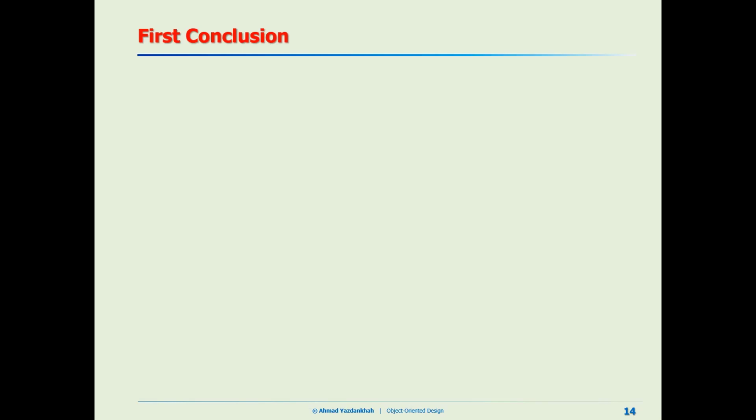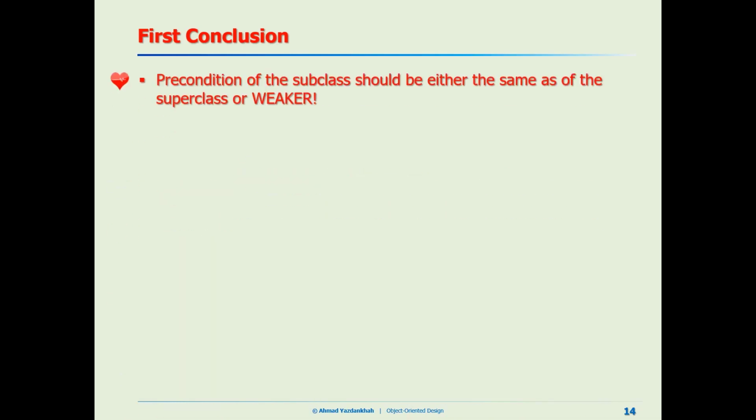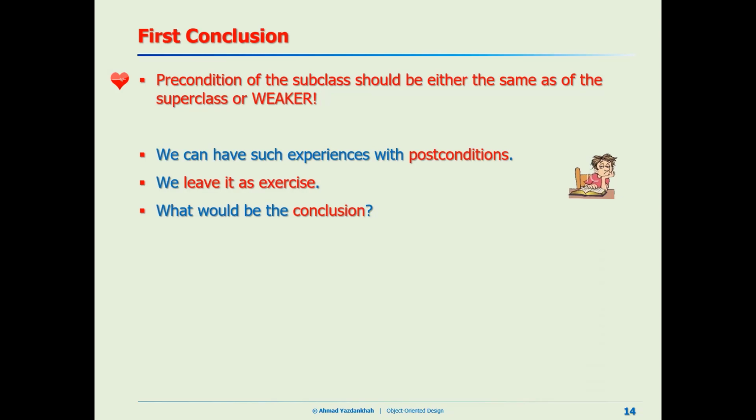Okay, this is our first conclusion. Precondition of subclass should be either the same as of the superclass or weaker, because we saw that if we put a stronger precondition for the subclass, it will fail. So this conclusion is saying that precondition should be either the same or weaker than that. All right. We can have such experience with the post condition as well, but I'll leave it as an exercise for you guys, and make sure that you get what the conclusion would be.